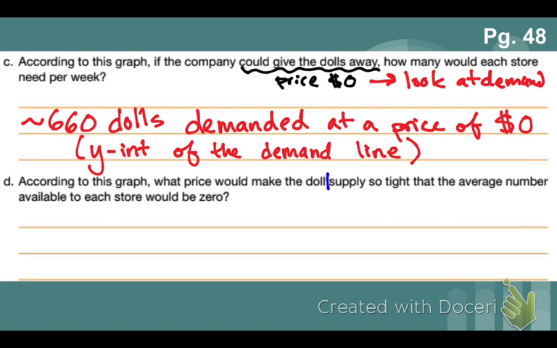So I see a lot of keywords in there. I see the doll supply. So I know we're looking at the supply line. The average number would be 0. So we're looking at when the number of dolls is at 0.